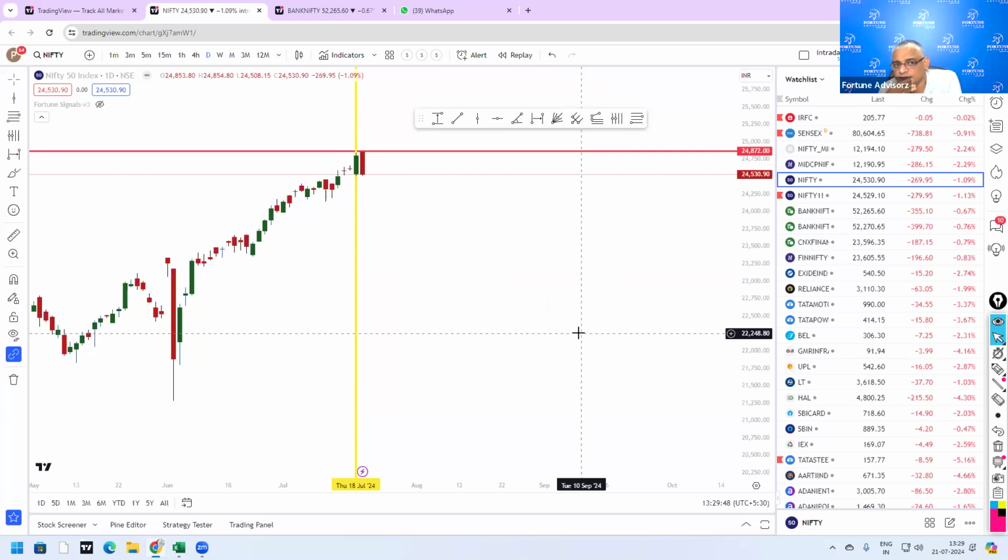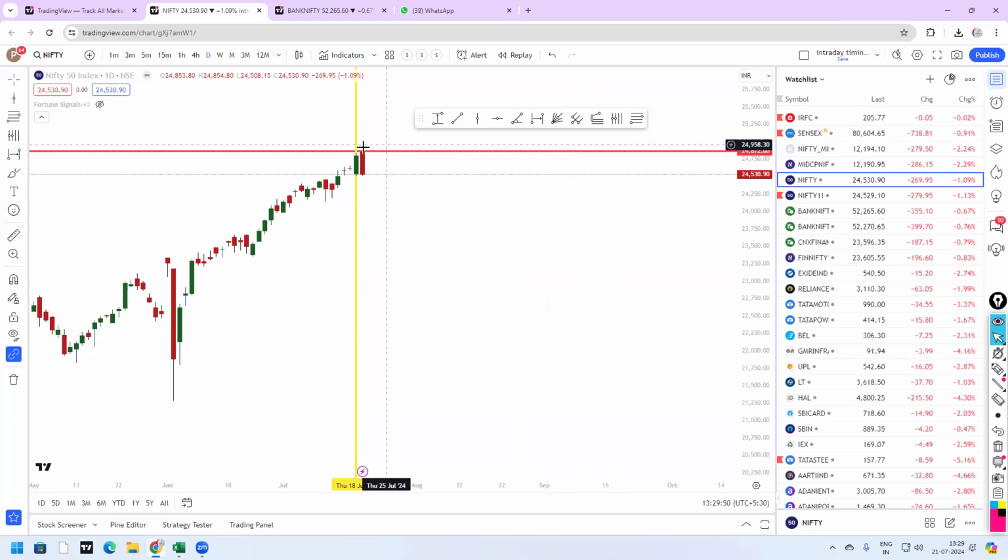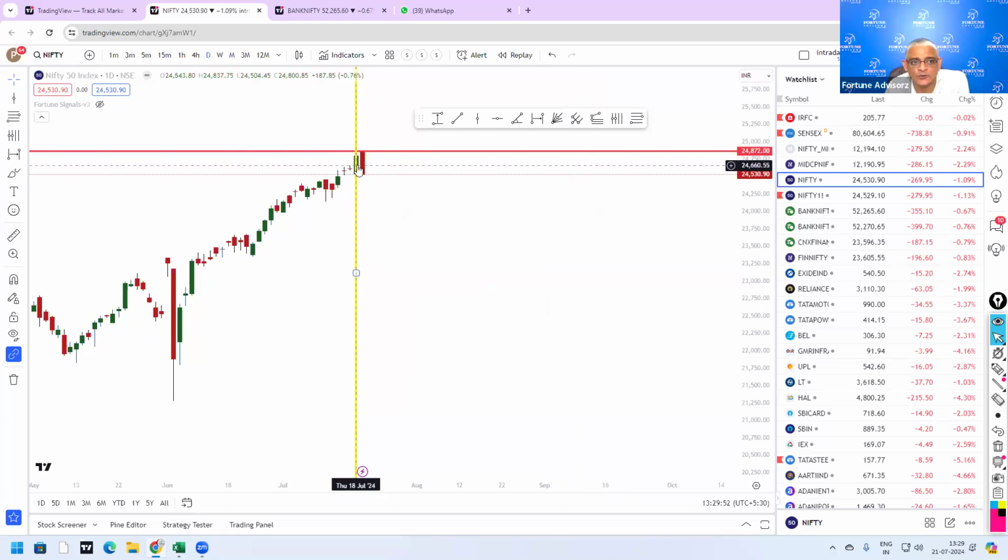Yes or no? Yes, sir. So the high of this day is 24,837. And the next day high is 24,854. See how beautifully it is giving that number. The range it is giving. The possible range on the expiry day will be this.